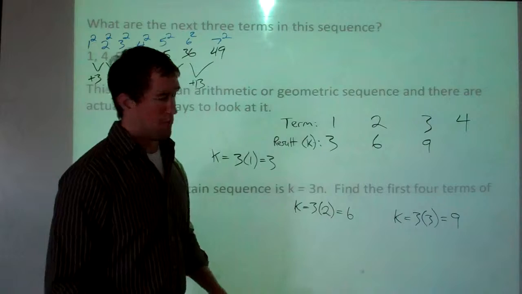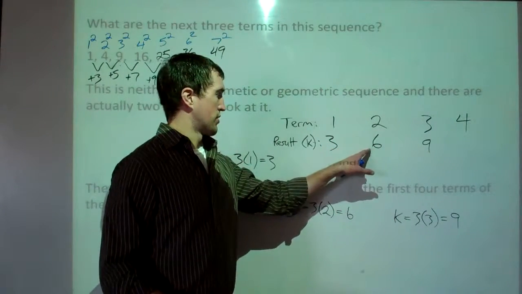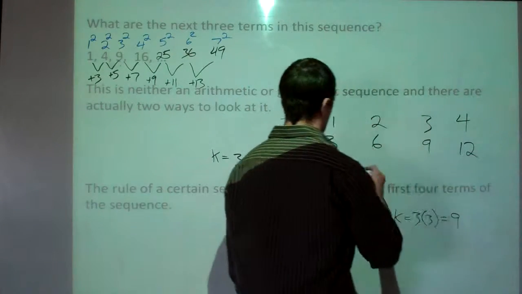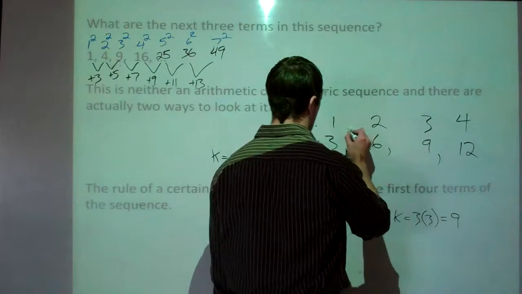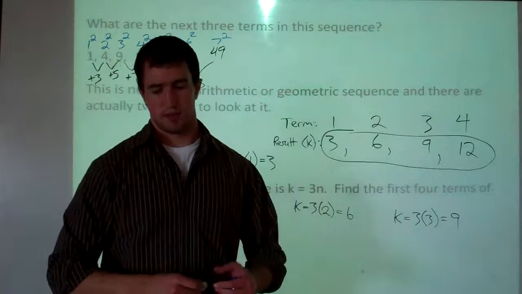And now at this point we should be able to see we're just going up by 3's. First term 3, second term was 6, 3, 6, 9, 12. Those are your first 4 terms of the sequence.